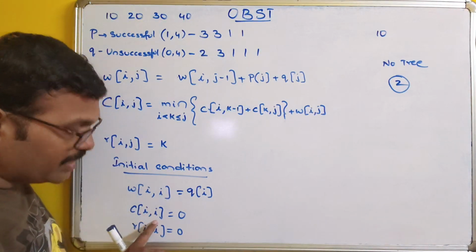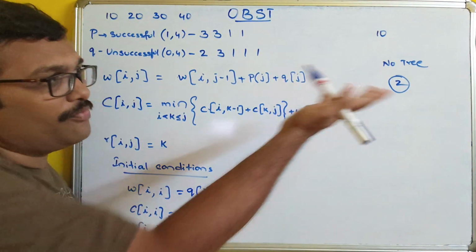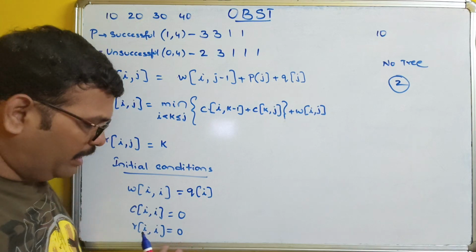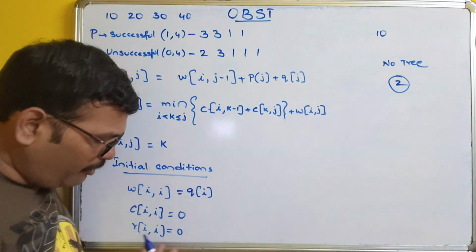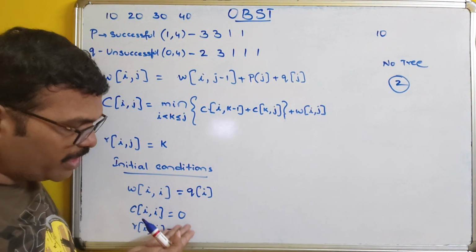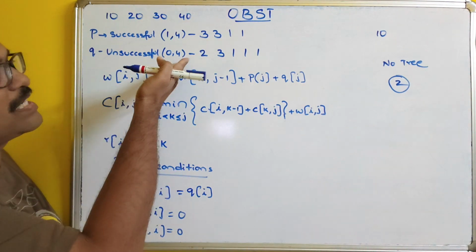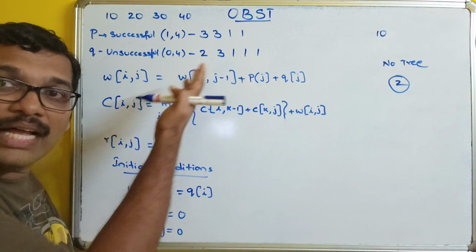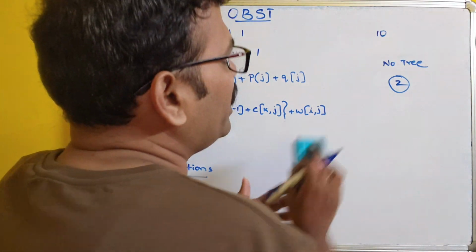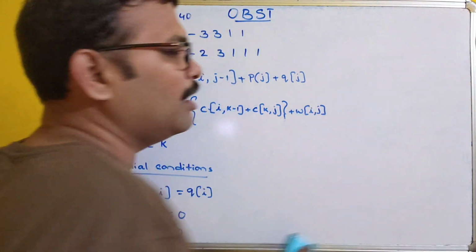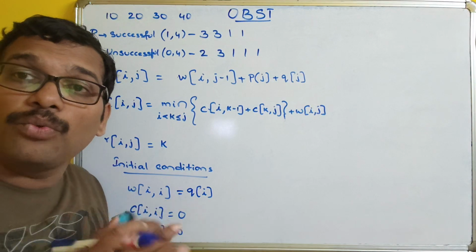So Q of j will be the weight. And what about the C of ij, cost to search? If there is no element, there will be no cost. If there is no tree, there will be no root. So that's why these two become 0 and this becomes the unsuccessful. Now we have to draw the table for searching of the root element.